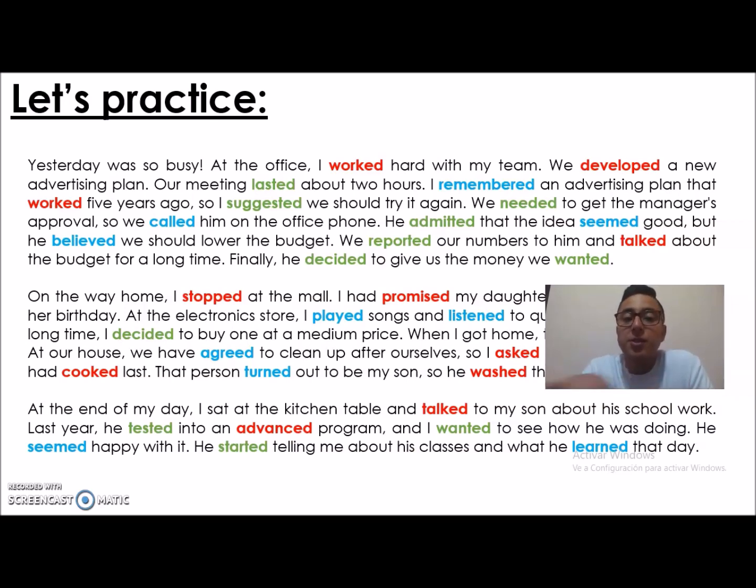Alright? Don't pay attention to the second or the third paragraph, because this story is going to be worked on in class. Alright? That's it.